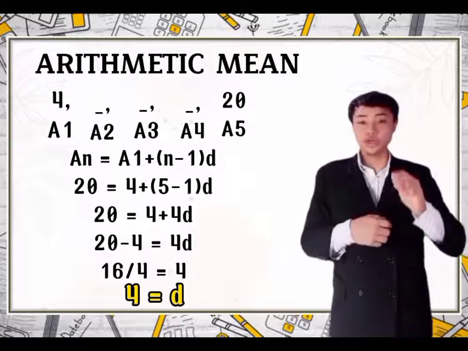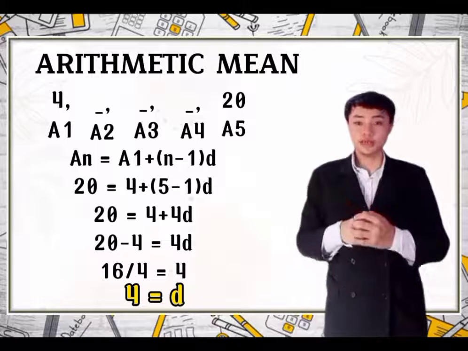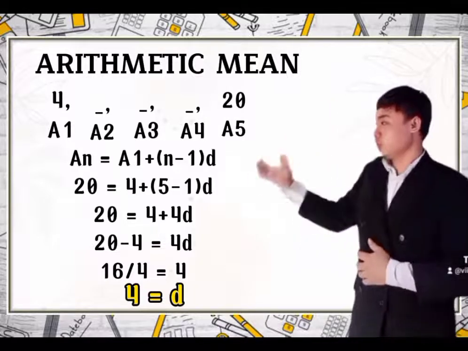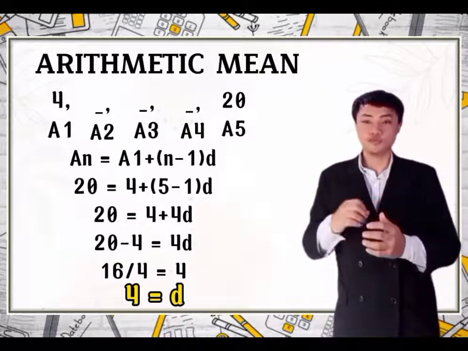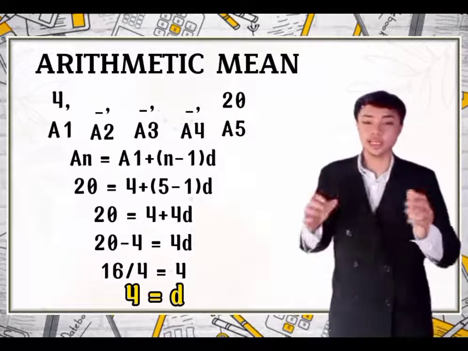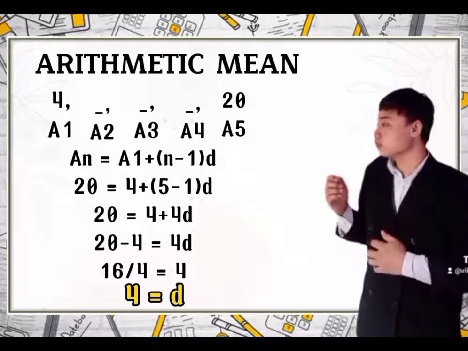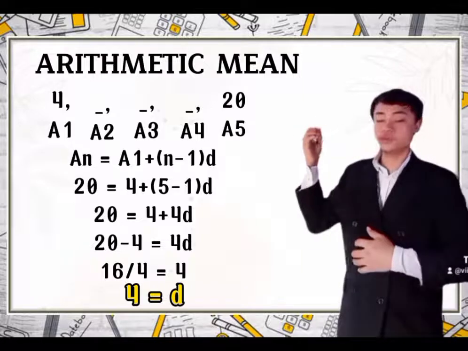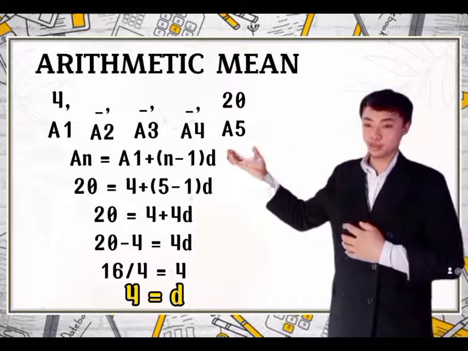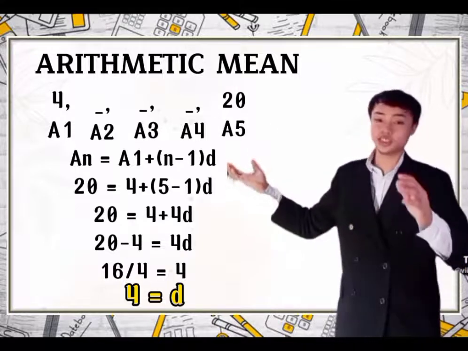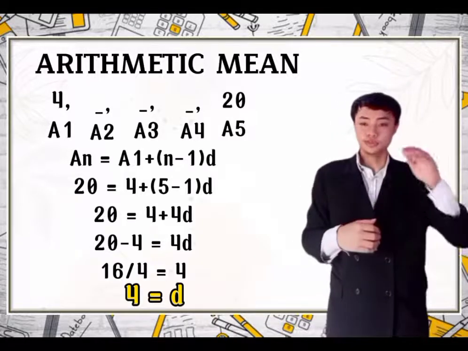Then the next step is we're going to transpose positive 4 beside 20. So it becomes negative 4. So 20 minus 4 equals 4d. Now we're going to divide both sides by 4 so that the 4 will be cancelled, so it results as only d. Then 20 minus 4 results as 16. Then 16 divided by 4 results as 4. So therefore our common difference is 4.